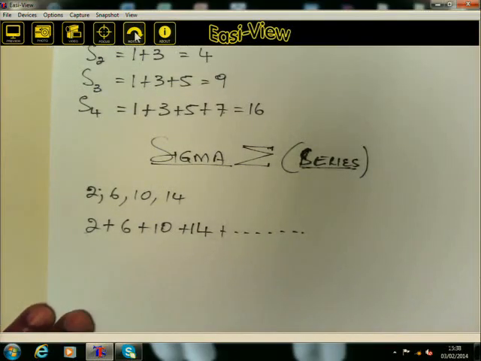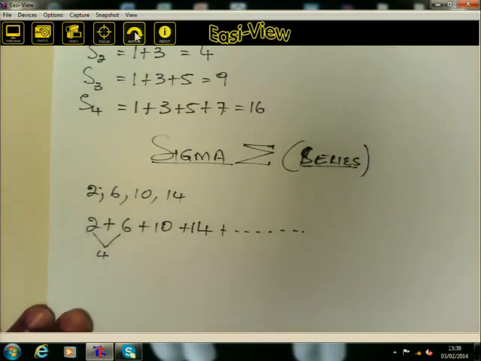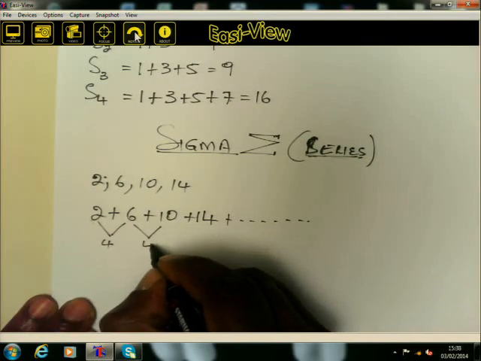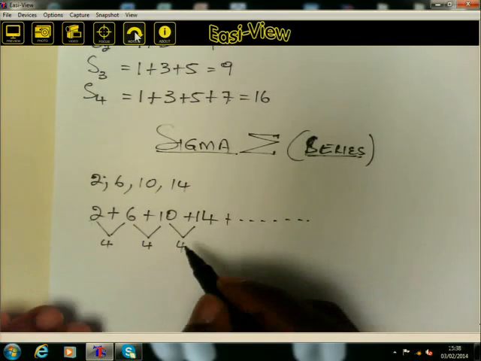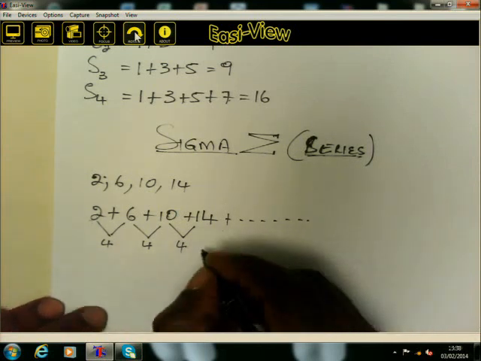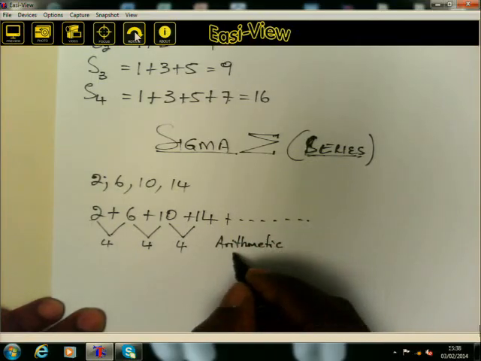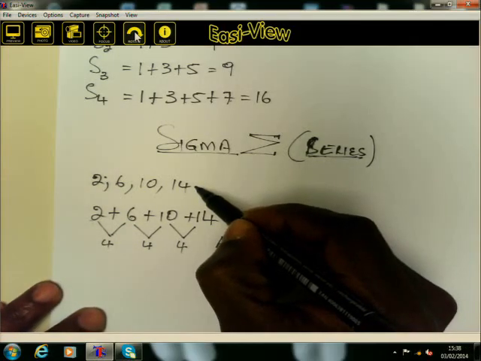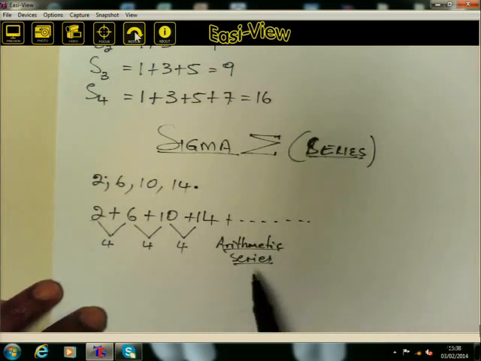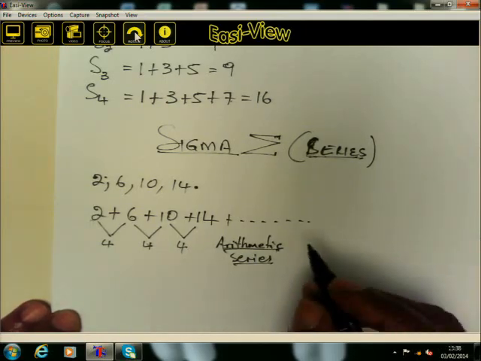But now, in the previous session, we said, in order to get a general term, we must first check, is it arithmetic? Yes, we can check on that. 6 minus 2 gives us a 4. 10 minus 6 also gives us a 4. 14 minus 10 also gives us a 4. Then we conclude that this is an arithmetic series. It is from the arithmetic sequence. It is arithmetic because we see the common difference. If it is an arithmetic sequence, we remember what we must have.